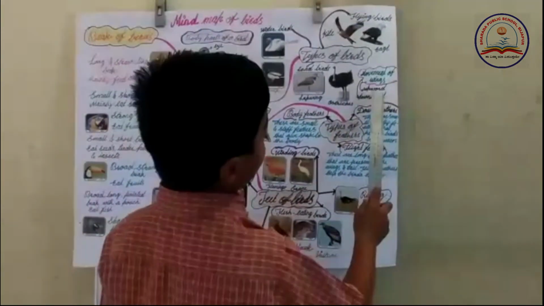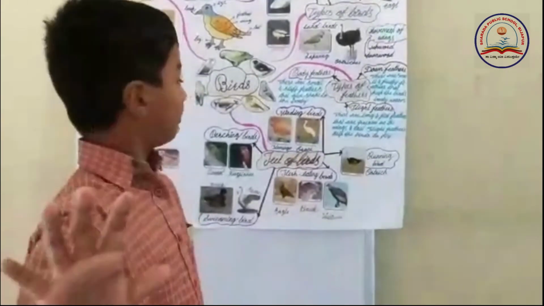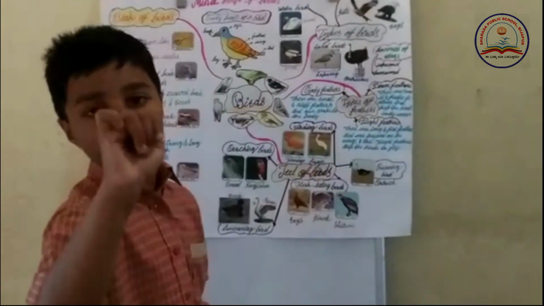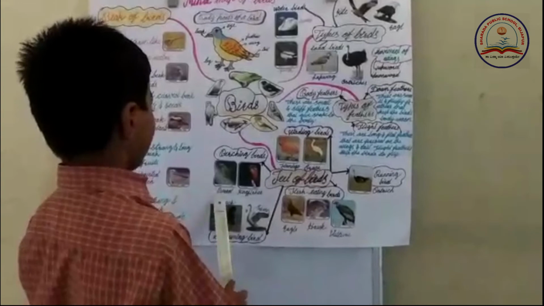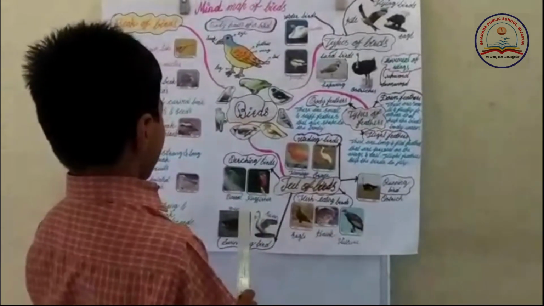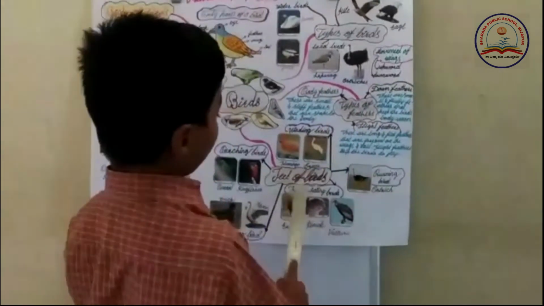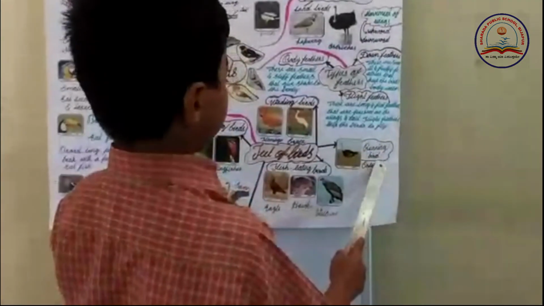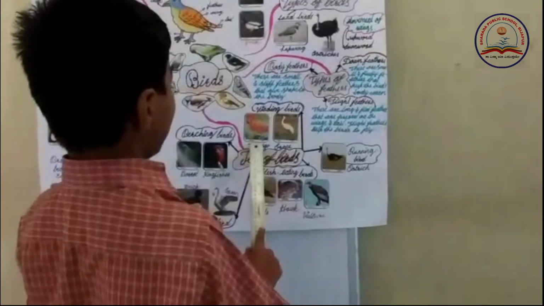Movement of wings. Upward, downward. Feet of birds. There are 5 types of feet of birds. They are perching birds, swimming birds, flesh-eating birds, running bird, wading bird. Examples of perching birds. Parrot, kingfisher. Example of swimming bird. Duck, swan. Example of flesh-eating bird. Eagle or vulture. Example of running bird. Ostrich. Example of wading birds. Flamingo, crane.